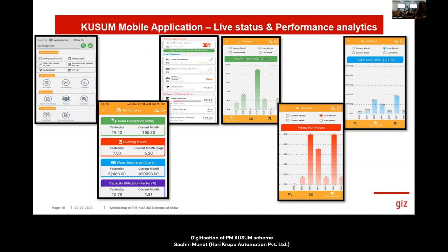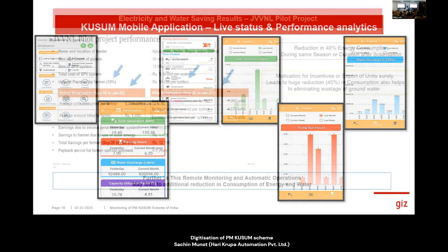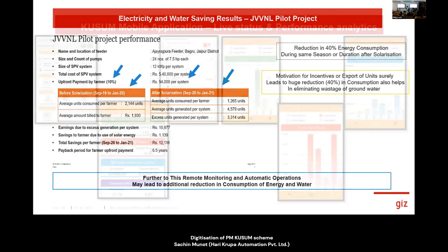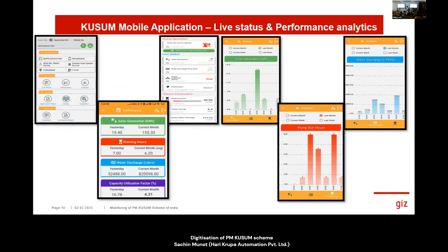It would be automatically assigned to the installer, and finally it would be notified whether the complaint has been resolved or not, and finally it could be closed with the intervention of the state implementing agency. And you can see the day-wise performance of his plants. You can see the bar graph, how much he's been generating on a daily basis, how much water discharge, and what are the pump running hours.